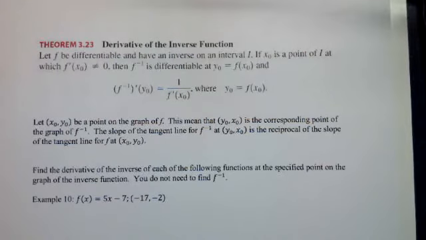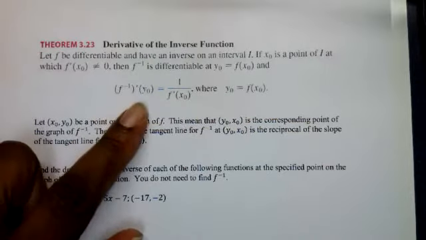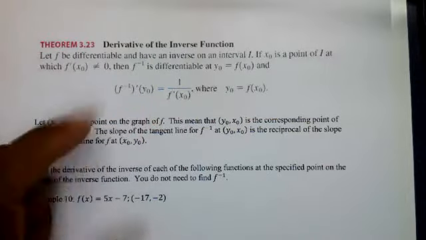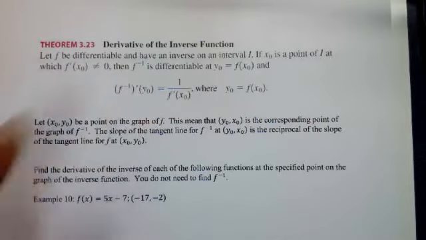It says here, let f be differentiable and have an inverse on an interval called I. If x sub 0 is a point of I at which f prime of x sub 0 is not equal to 0, then f inverse is differentiable at y sub 0 equals f of x sub 0, and the derivative of the inverse function at y sub 0 is equal to 1 over f prime of x sub 0, where y sub 0 is equal to f of x sub 0.